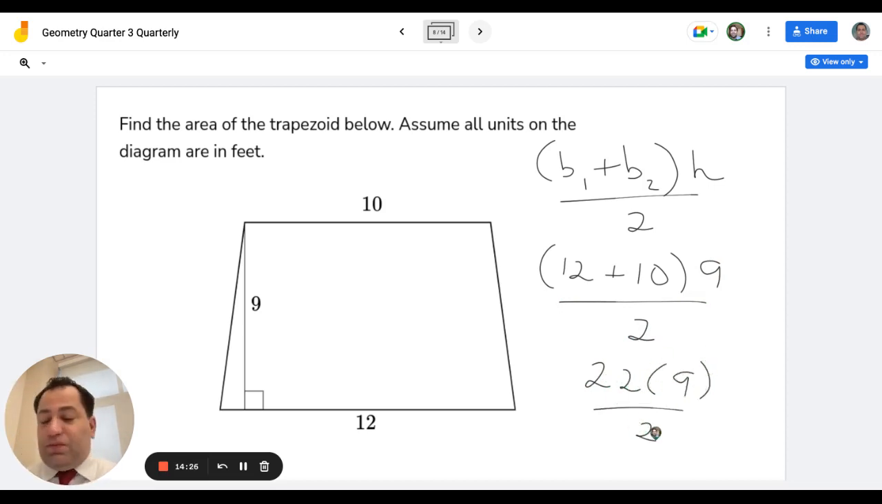And then, well, we can simplify here, right? Because we know that half of 22 is 11, and then 11 times 9 is 99. So we know the area of this trapezoid is 99. So why don't you go ahead and give that trapezoid question a try.